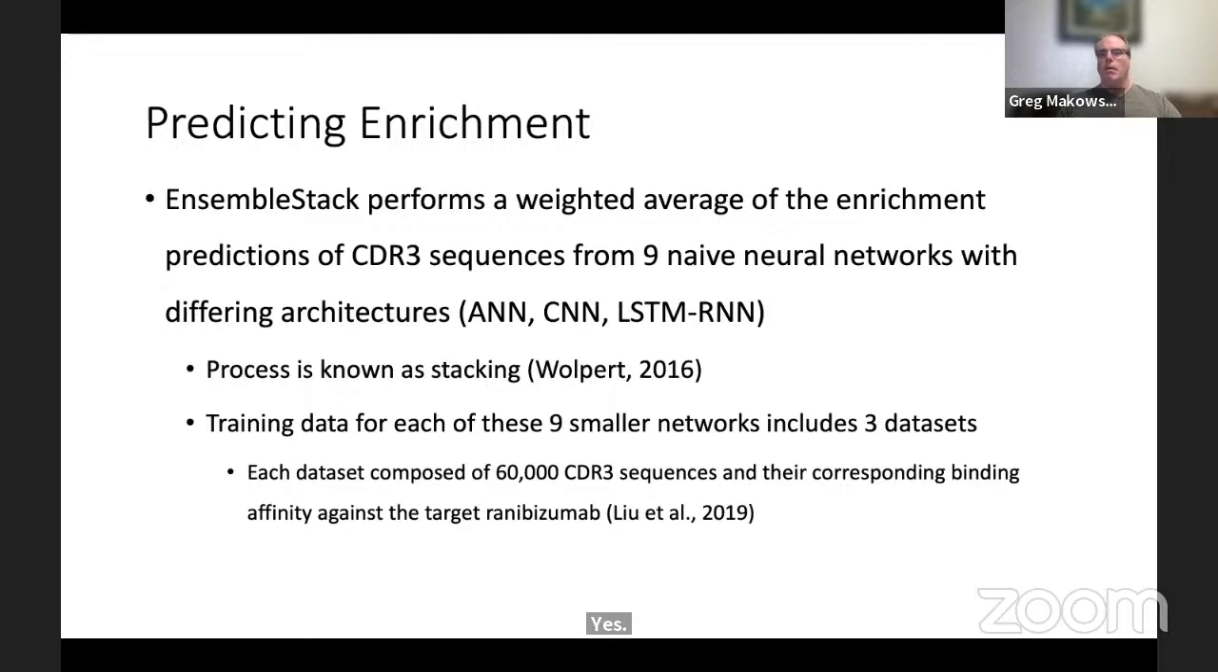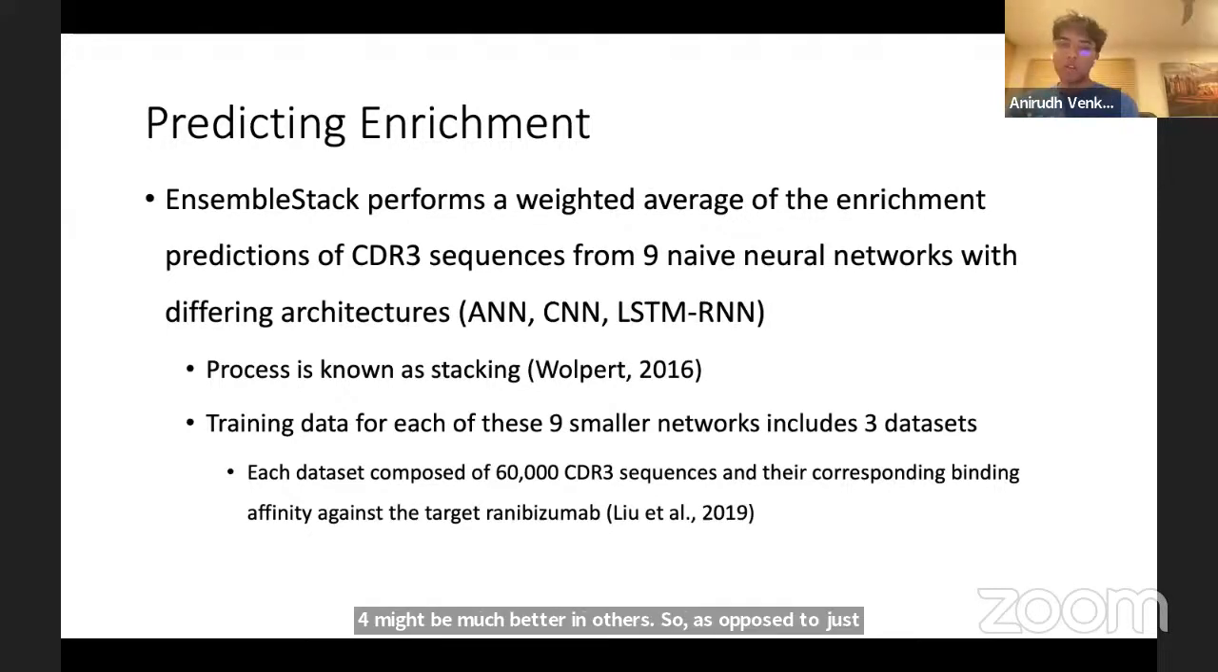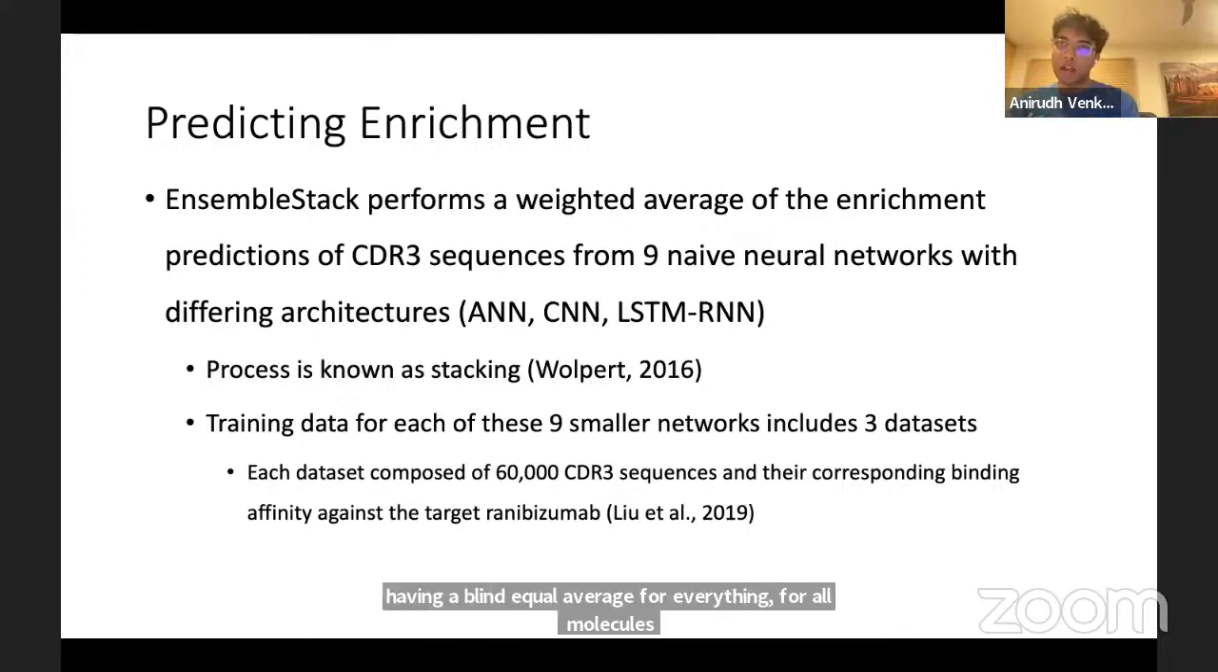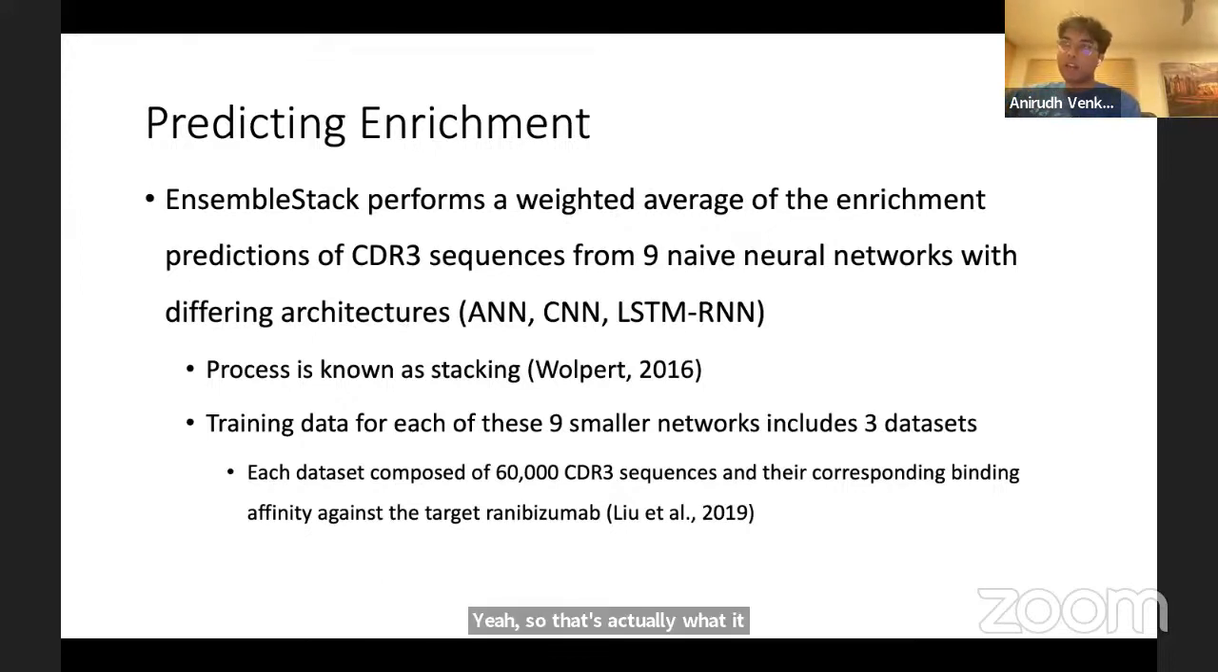So as opposed to just having a blind equal average for everything, for all molecules? Yeah, that's actually what I did. Instead of an equal average, I created an interpreter network, which is able to take all these predictions, and it has a hidden layer within it and comes out with a final prediction of the enrichment.